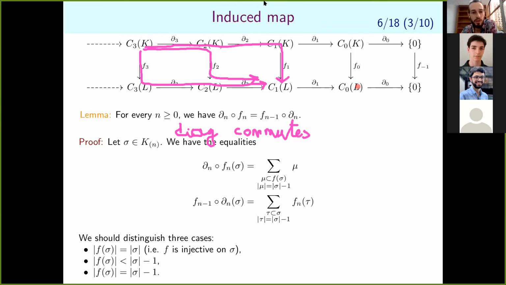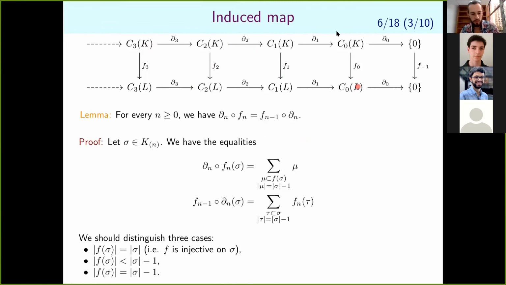And well, we can prove that. This is really a matter of definition. I will take a simplex in some chain group of my simplicial complex K. And I want to verify that the boundary of the image of the simplex is equal to the image of the boundary of the simplex.